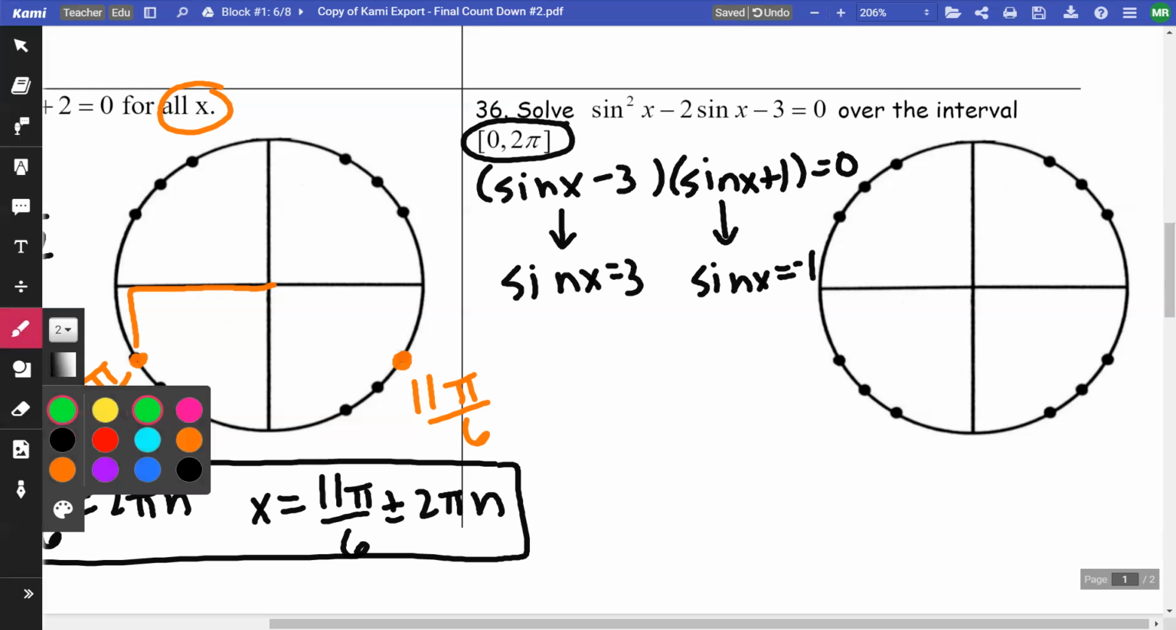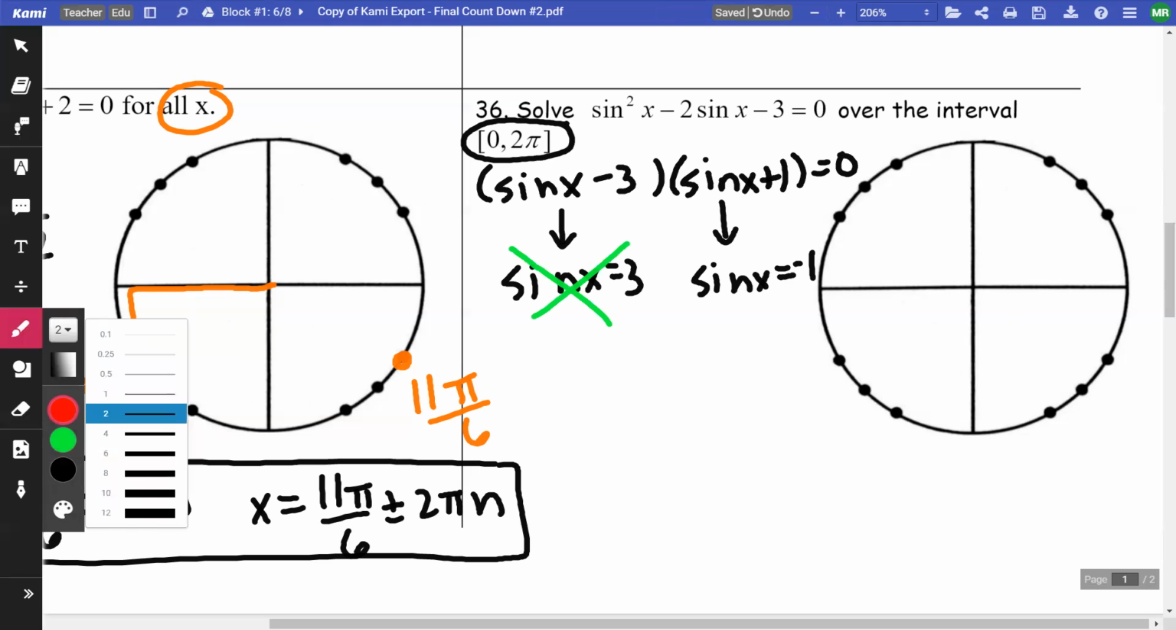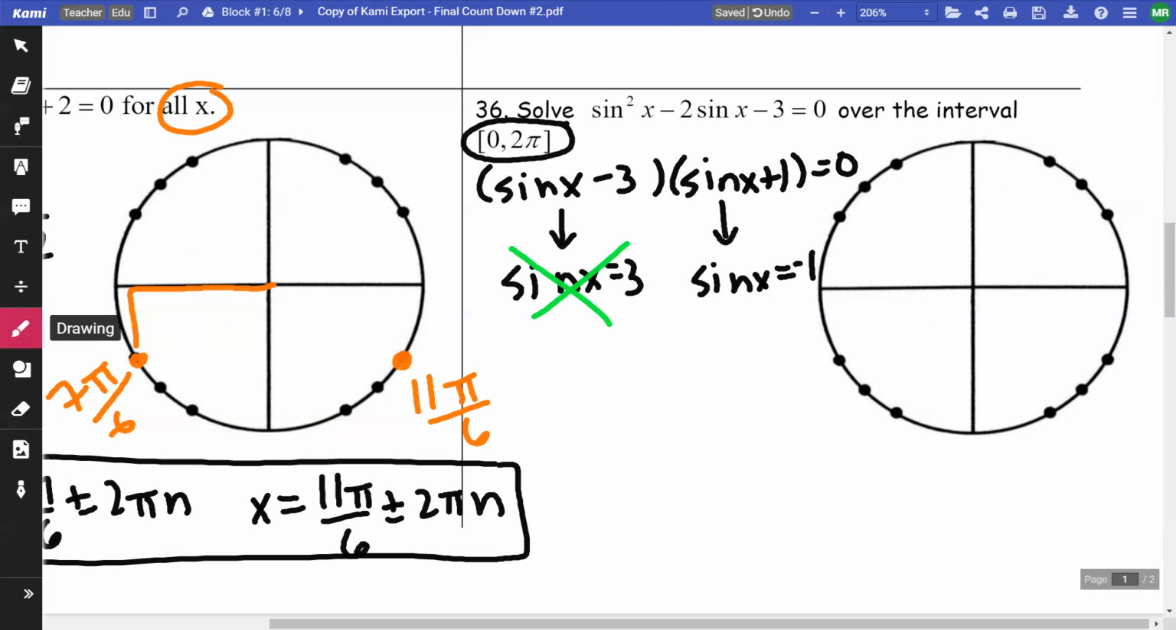Now, your sine and your cosine will never be more than 1 or less than negative 1, so this is going to be no answer. And then when we're trying to find where sine is negative 1, sine again is your y. It's negative 1 right here at 3π/2. That's our only answer.